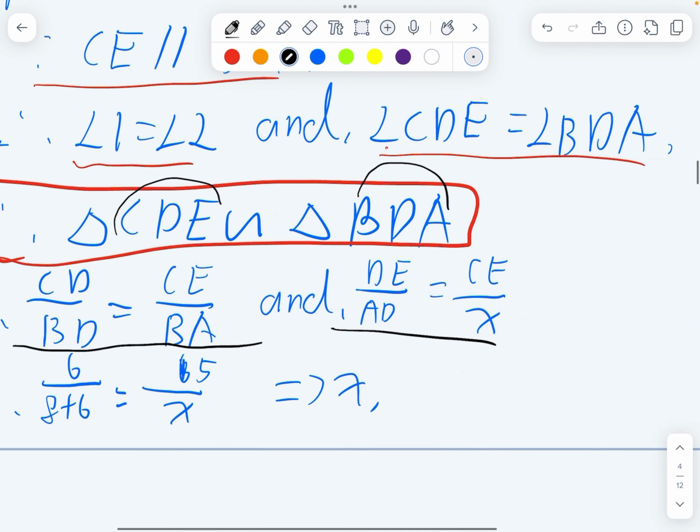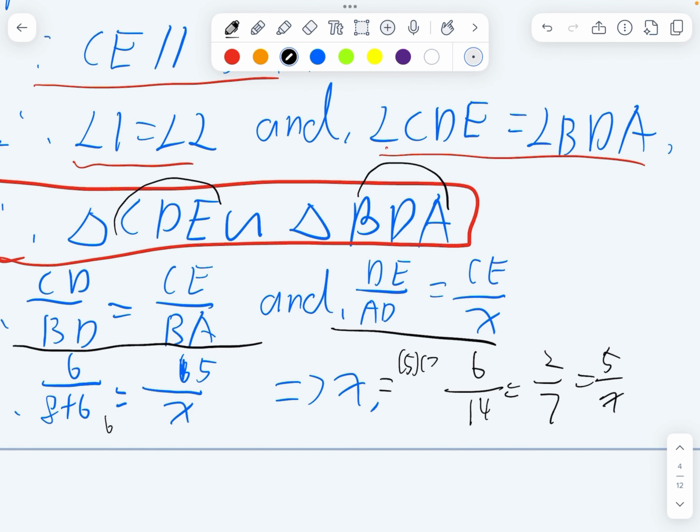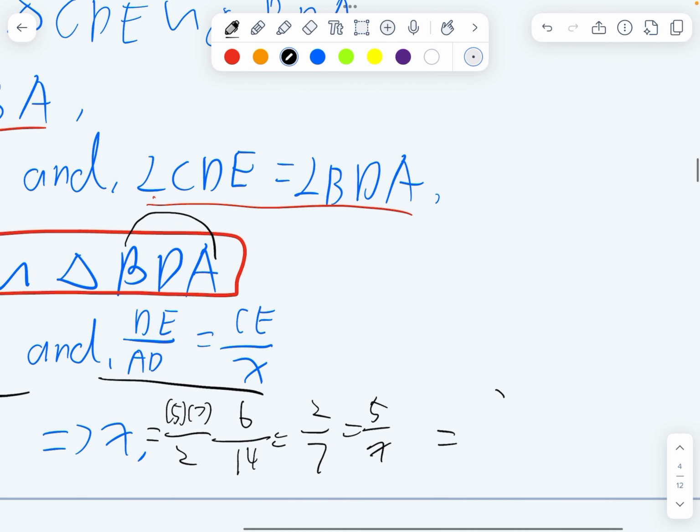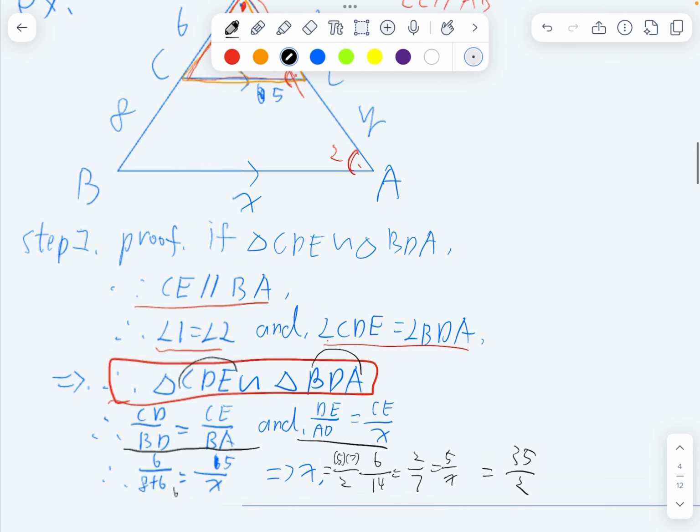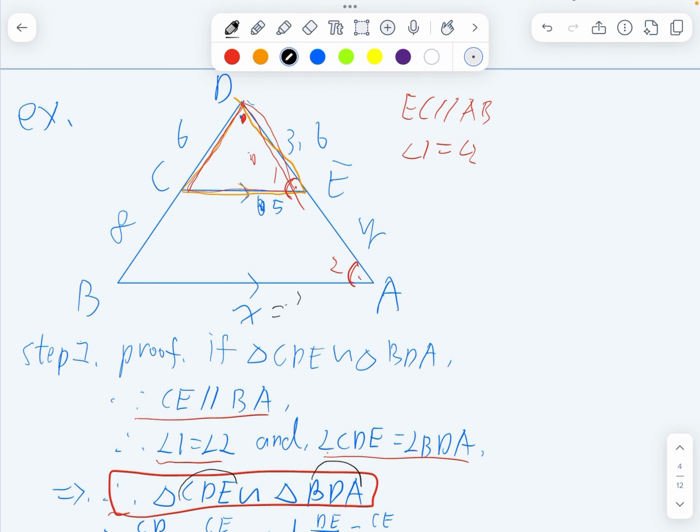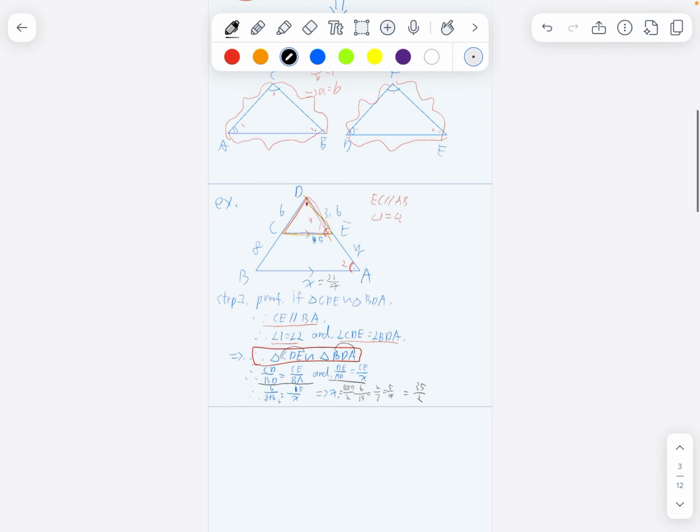So we can get the x: 6 over 14 equal to 2 over 7 x. So x equal to 5 times 7 over 2, so equal to 35 over 2. So we can now get the x. So that's the end of the section.